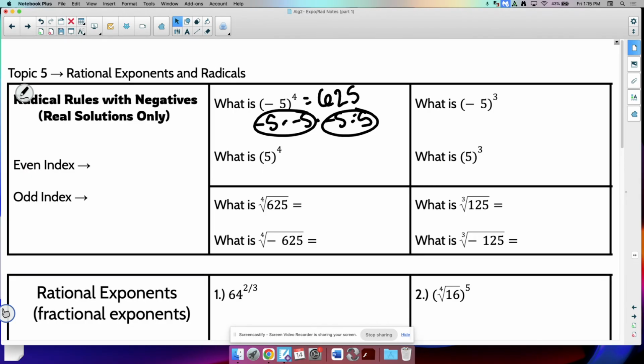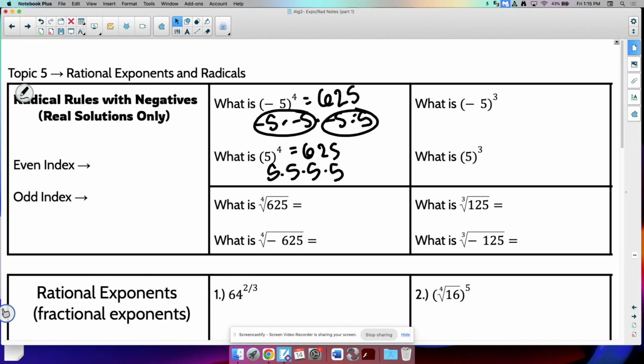So then underneath it, if you have positive 5 to the 4th, if I have 4 positive 5s multiplying together, what's my answer going to be? Same thing, 625. So there's something different that's kind of happening here, and it has to deal with a slight definition that we're going to talk about. And it has to deal with the 4th root of 625.